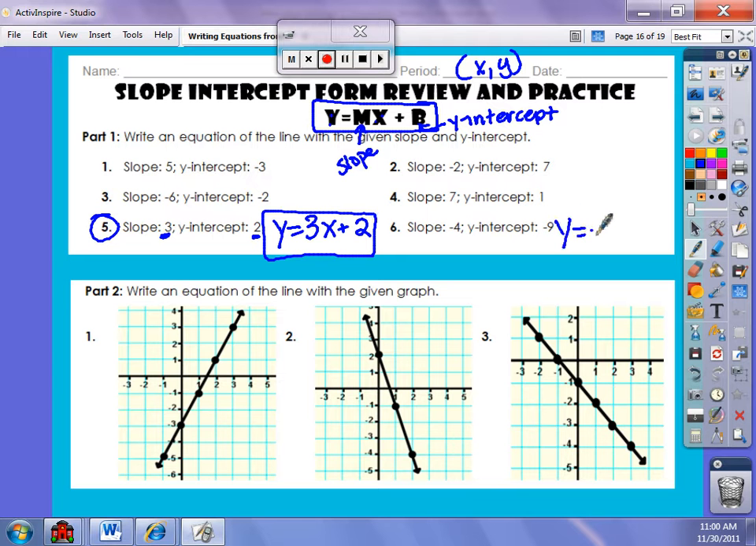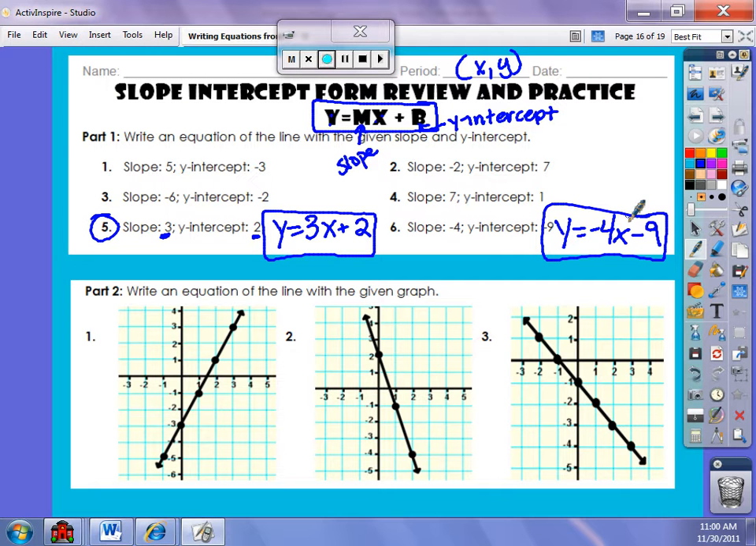Let's look at number 6. The slope is -4, and that multiplies to x. The y-intercept is -9, so I can just put -9, or you can put plus -9 too, that's fine. It's just a little confusing when you have more than one sign. That's it. So here's the equation that we want it to look like.